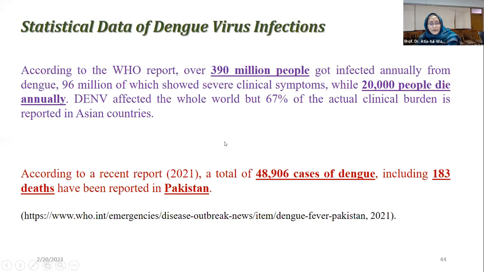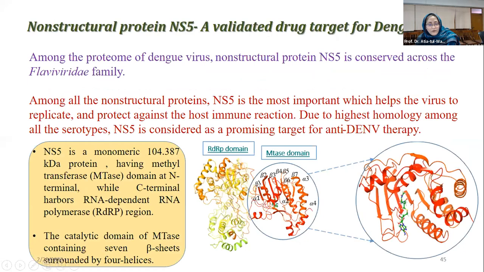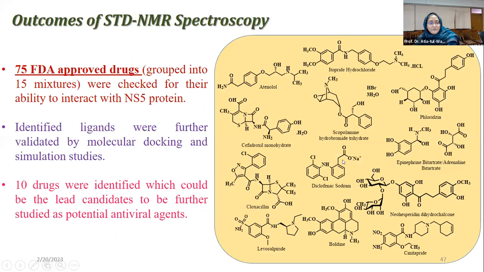So we have targeted NS5, non-structural protein 5 of dengue virus. This protein has two domains, the MTase domain and the RNA-dependent RNA polymerase domain, and it is a protein of more than 100 kDa. Again, we have used the STD NMR approach, and we have checked 75 FDA-approved drugs, which were grouped in 15 mixtures. Out of these, these are the molecules which show interaction with NS5.